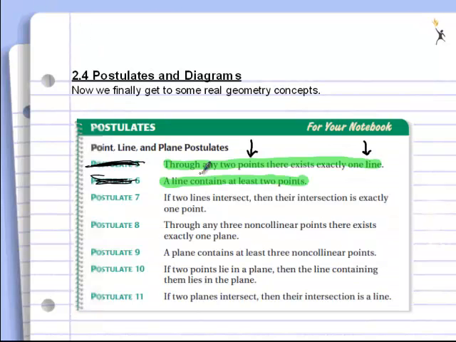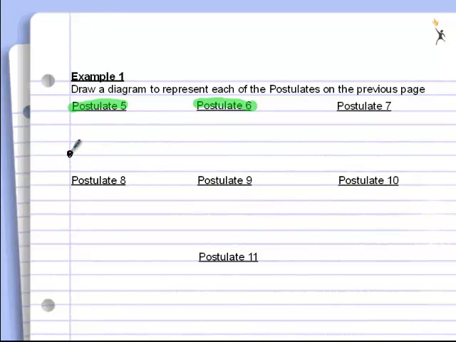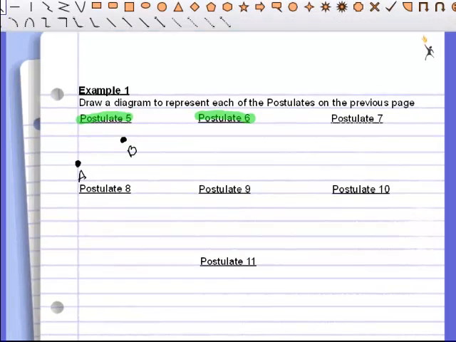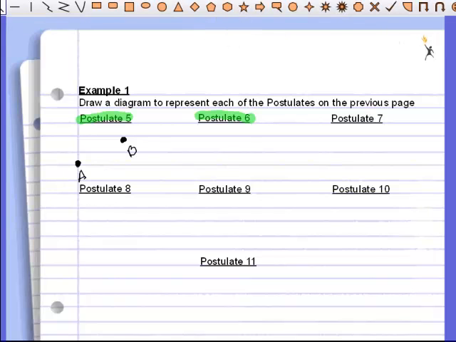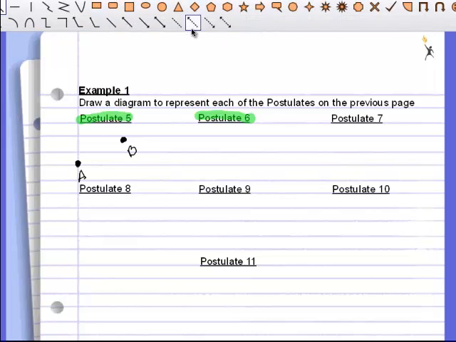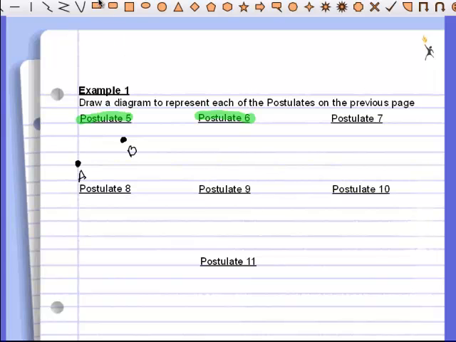Postulate 5 reads, through any 2 points, there exists exactly one line. So, through any 2 points, I need to draw 2 points. There's one. We're going to label it A. Here's a second one. We're going to label it B. There exists exactly one line. So let me get my line out. And let's make it blue. There. Through any 2 points, there exists one line.